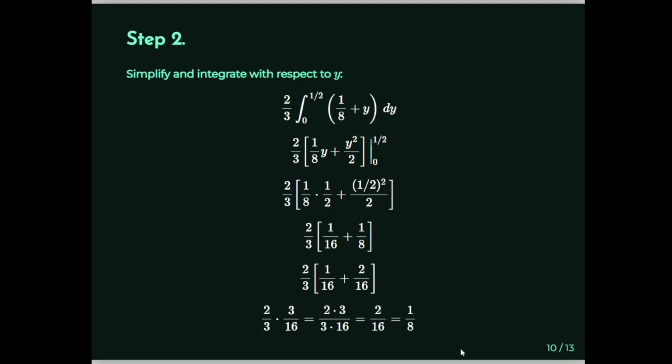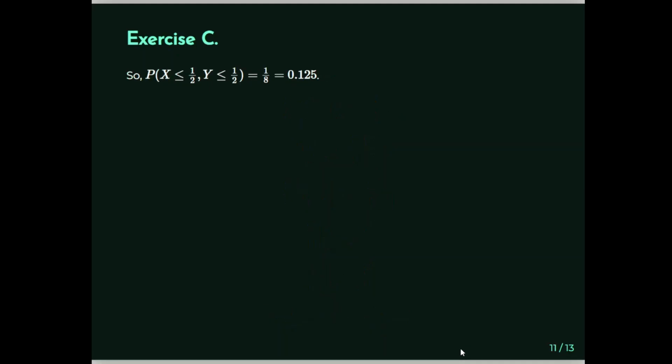Y squared over 2 is 1/8, so we have 1/16 plus 1/8, which is 2/16. So we end up with 2/3 times 1/16 plus 2/16, which is 3/16. So 2/3 times 3/16 works out to be 2/16, which is 1/8. That is the probability that we were required to calculate: the joint probability of x being less than or equal to 1/2 and y being less than or equal to 1/2. It is 1/8 or 0.125.